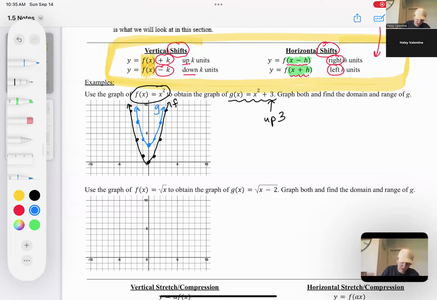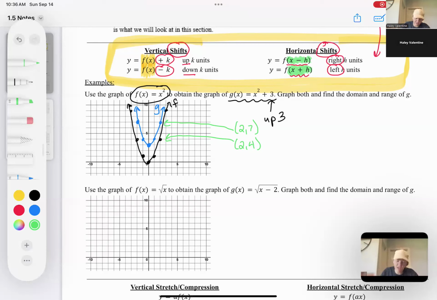Like to every ordered pair, I'm just going to pick an example. This ordered pair on my parent function is 2, 4. Notice where the corresponding point is now. Now it's at 2, 7. Okay, so when you shift vertically, the X does not change, only the Y value does. And specifically, you're adding 3 to it.